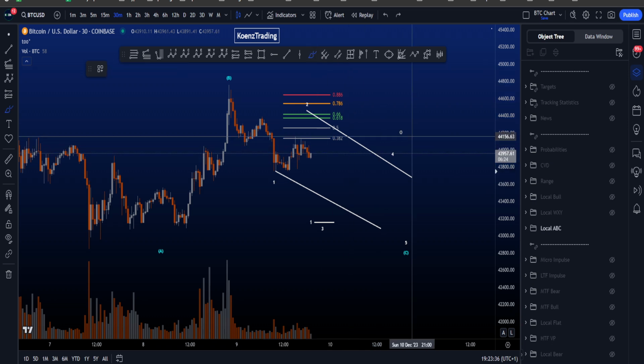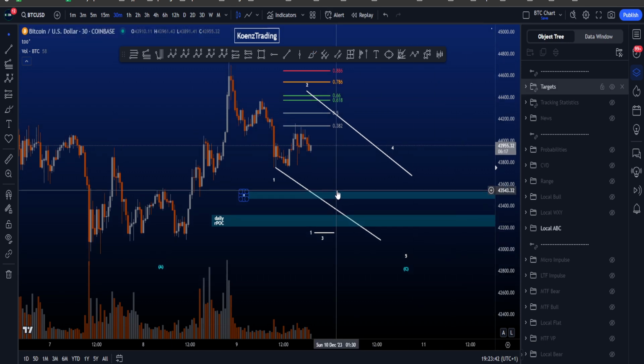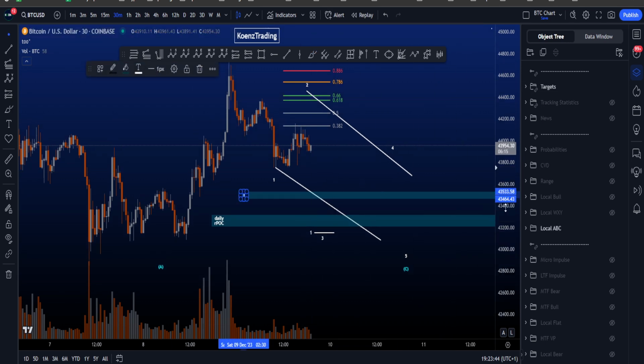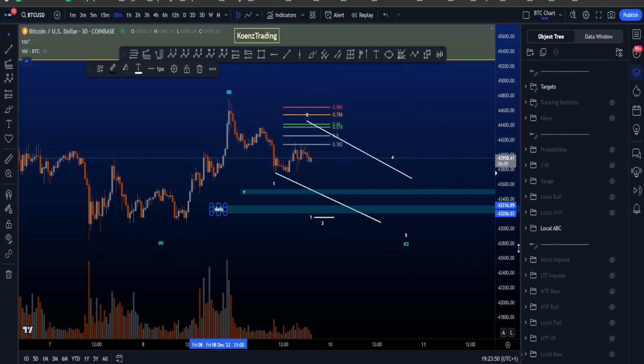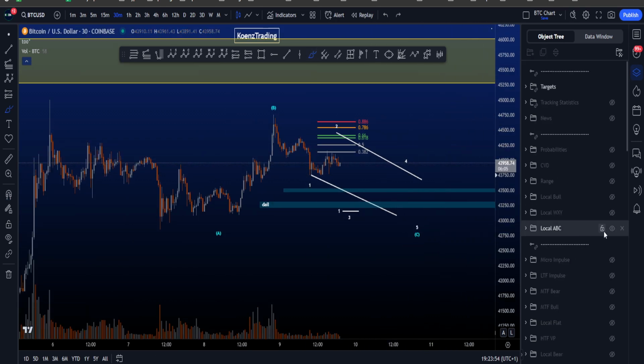Eventually, we look for a zigzag in 4, zigzag in 5, finishing C. And if we look at the support areas here, then we have the first blue box below price between 43.4k and 43.6k, and then another one between 43.2 and 43.3k. After this wave C, we then expect continuation to the upside.